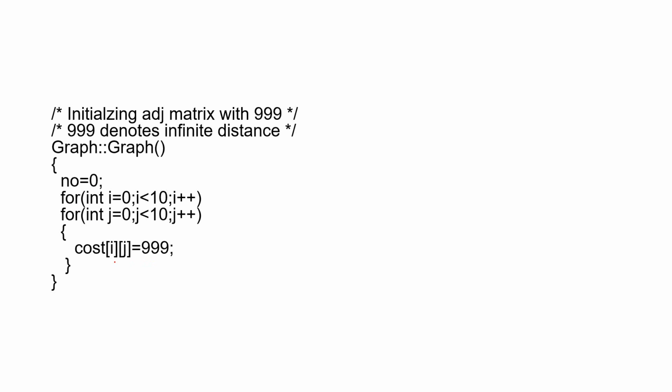Cost of ij is equal to 999. It is going to initialize cost of ij to 999. So we are initializing that 10 by 10 matrix with the maximum value. Let's say that the vertices are A, B, C, D, E, F, G, H, I and J. So let's say that these are the 10 vertices.